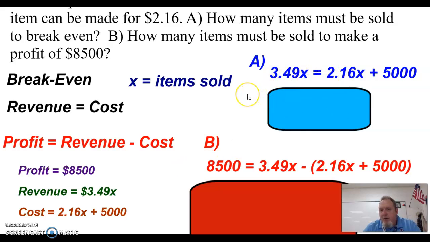Part A will tell you how many items you need to sell in order to break even so that you can stay in business. Obviously, the goal is to make profit. You don't want to just break even, because that means you're paying your bills and you're not paying yourself. So once you make profit, that's the money that the business owner or company is making.